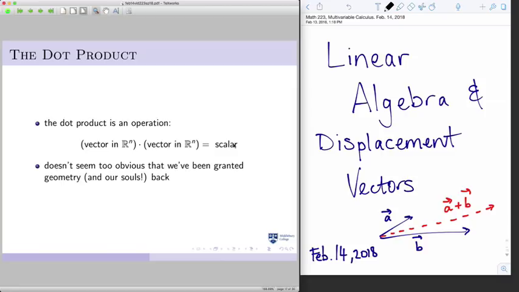Also observe that with this definition of the dot product, it doesn't seem too obvious that we've been granted our geometry back and, in light of Atiyah's comment, our souls. So let's see how we can get back some of our geometric intuition.